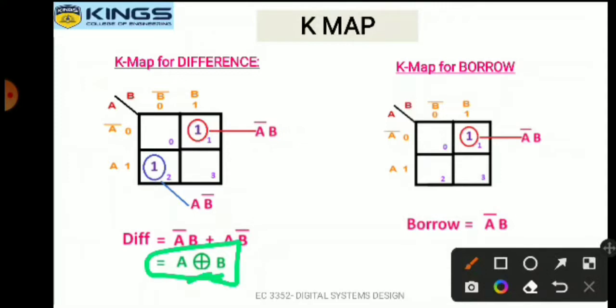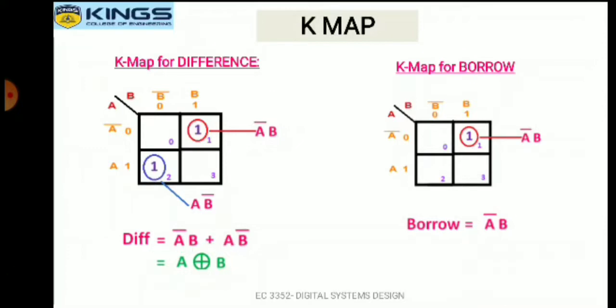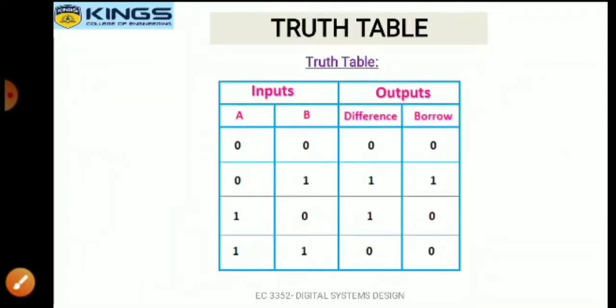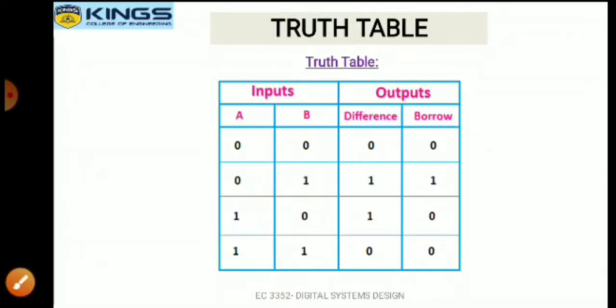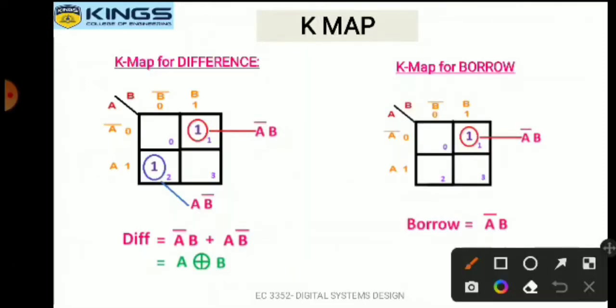This is the equation for difference. So next we will move on to borrow. For borrow, see here, we have to look at the truth table. For A 0 and B 1, the value will be 1 and the remaining are 0. 0, 1 means it is the binary number 1. In that one cell, we have to plot it as 1.